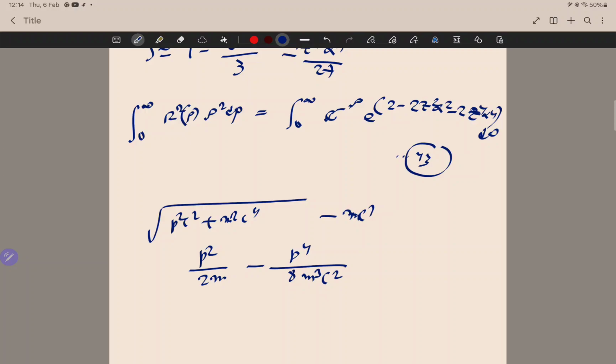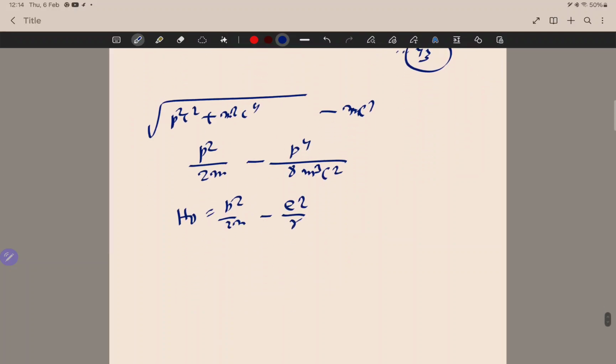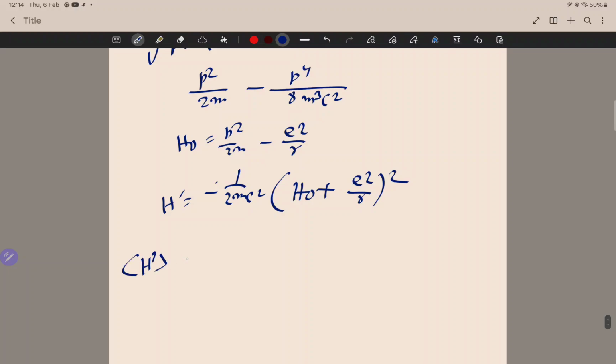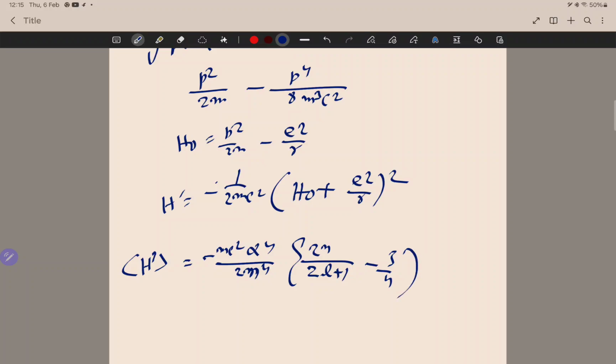So for the hydrogen atom, H not equals p square divided by 2m minus e square by r, and H prime equals minus 1 by 2mc square times (H not plus e square by r) whole square. The first order correction involves only the radial matrix element of 1 by r and 1 by r square. From this, it is easy to find that the first order correction is minus mc square alpha to the power 4 divided by 2n to the power 4, times (2n divided by (2l plus 1) minus 3 by 4), which coincides with the second term.